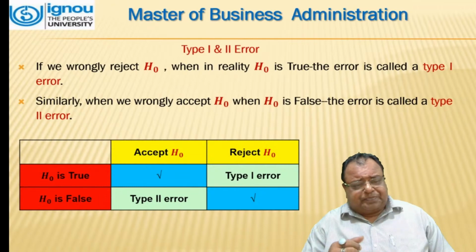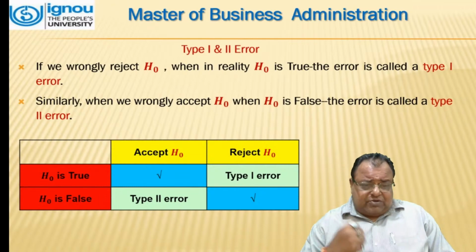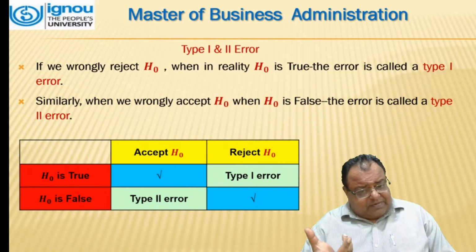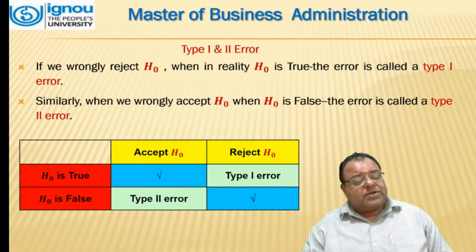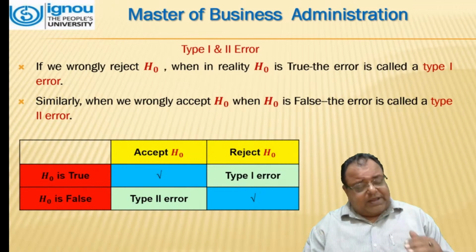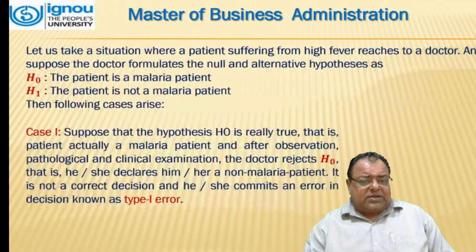Now, you can see if H naught is true, you have to accept H naught. If we reject H naught, then it is a type 1 error. If H naught is false and we accept H naught, then it becomes a type 2 error. We will see how all these are calculated.